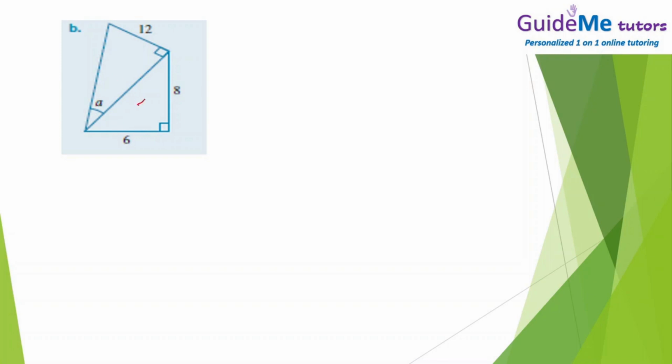There are 2 triangles. This is the first triangle. This is the second triangle. In the first triangle, the base is given and the height is also given. But the hypotenuse, the side opposite to the right angle, this side is unknown. We have to find it out. And for the angle A, the opposite side is given.